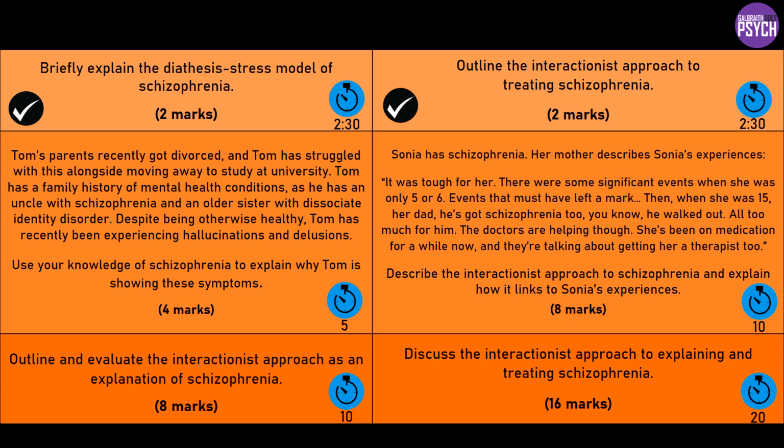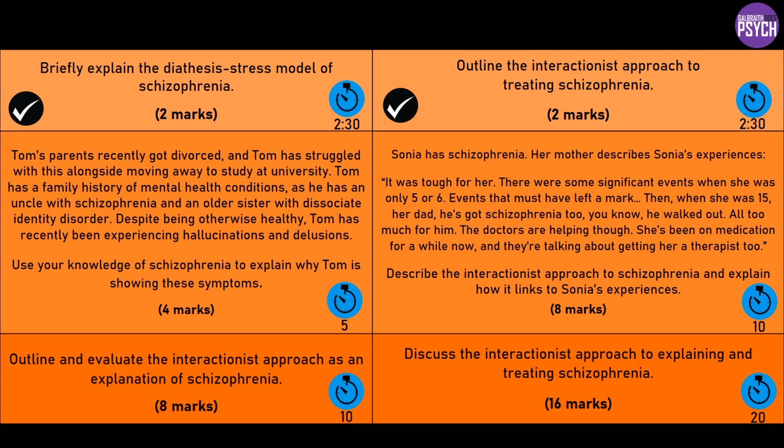Bit of application. Tom's parents recently got divorced, Tom struggled with it, and he's moved away to university. Sounds like Tom's having a tough time there. Family history of mental health conditions, uncle with schizophrenia, older sister with DID. Okay, fine. He's otherwise healthy, but recently he's had some hallucinations and delusions. Okay, so he's now experiencing symptoms of schizophrenia, and we need to explain what's going on there.